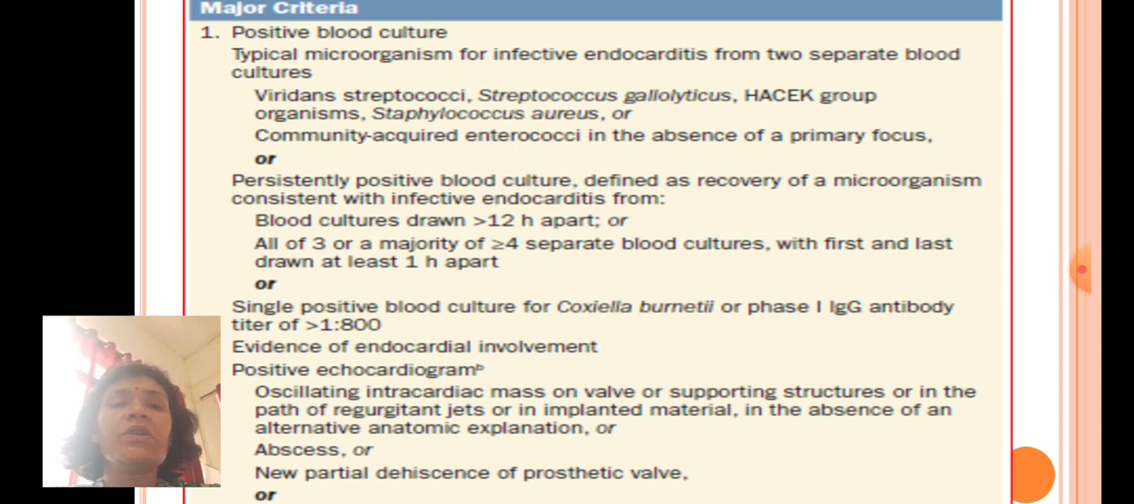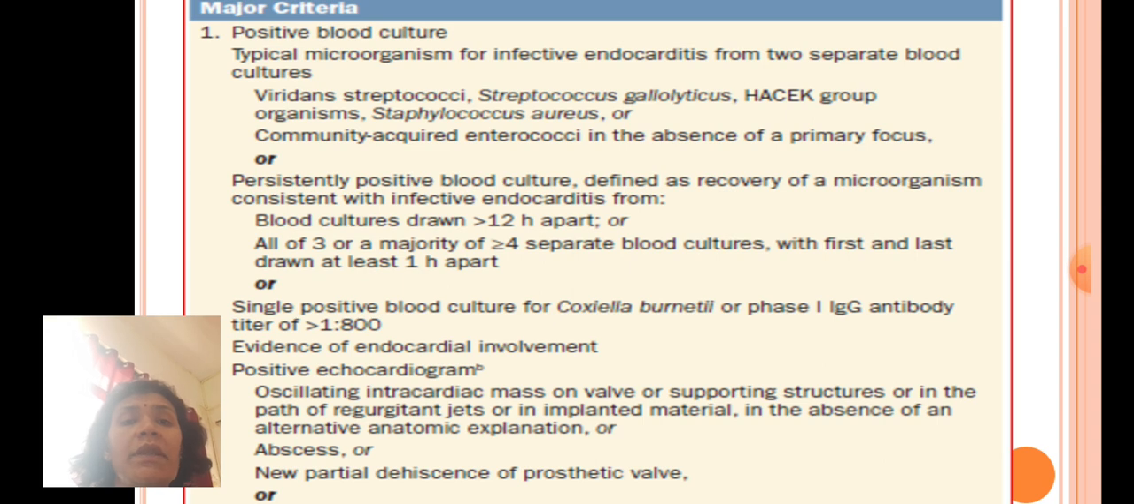or all of 3, or the majority of 4 or more separate blood cultures, with the first and last drawn at least 1 hour apart, or where a single positive blood culture is there for Coxiella burnetii or phase 1 IgG antibody titer is more than 1:800. Second is evidence of endocardial involvement. Positive echocardiogram is also a major criterion.